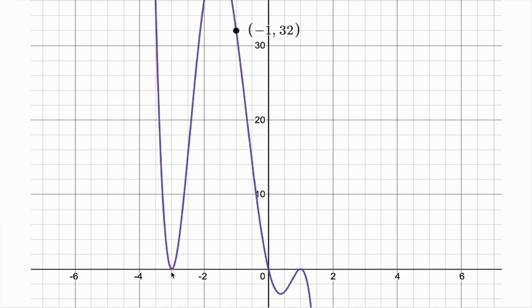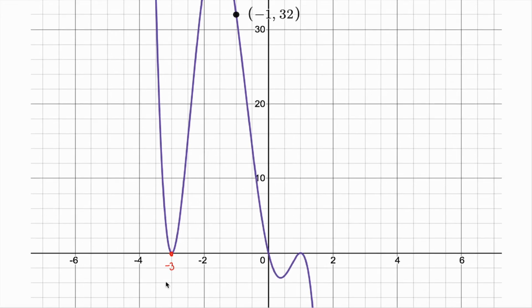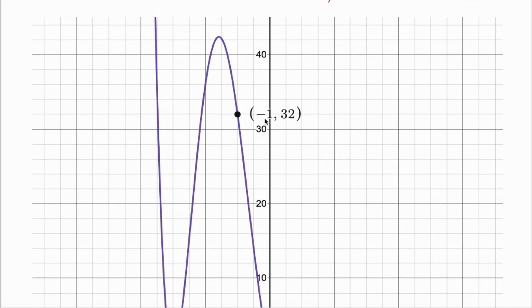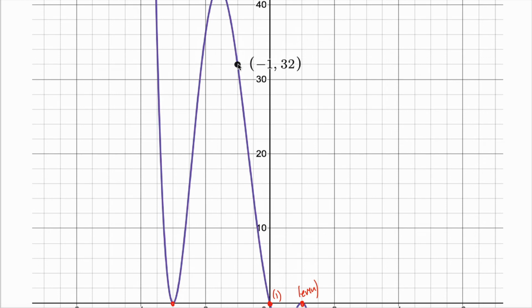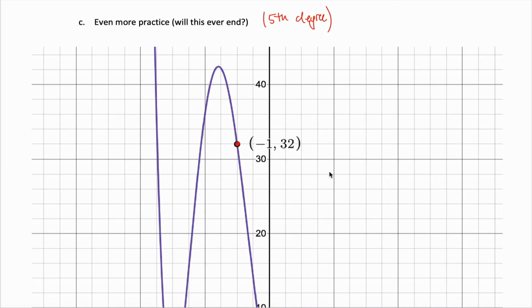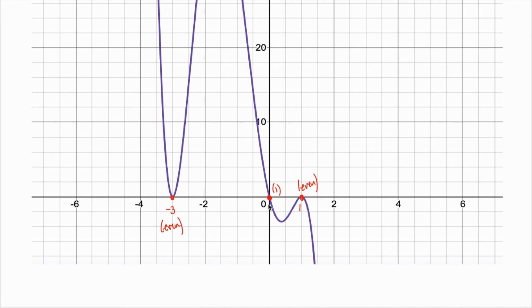What you know about it is it has an x-intercept at -3 here, which has even multiplicity. It has an x-intercept at 0 here, which has multiplicity 1. It has an x-intercept at 1 here, which also has even multiplicity. And it passes through the point -1, 32, as indicated by this dot. We know it's a 5th degree polynomial, so that allows us to figure out the multiplicity of these two roots, where right now all we know is the multiplicity is even. In order for the sum of the multiplicities to be 5, since all of the multiplicities are positive numbers, this multiplicity must be 2, and this multiplicity must also be equal to 2.